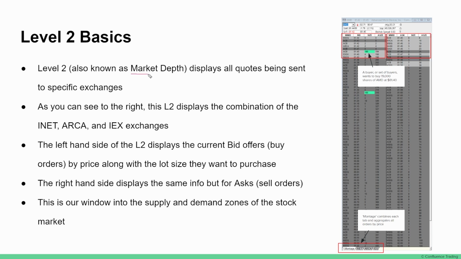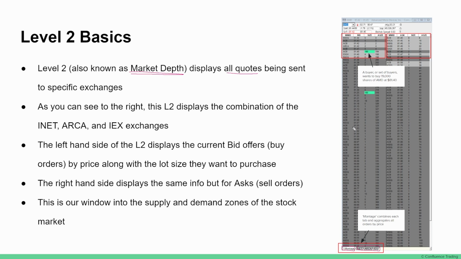Alright, so we're going to start out with some quick level 2 basics. Level 2, which is also referred to as market depth, displays all quotes being sent to specific exchanges. So if you look at my level 2 over here to the right, notice that down at the bottom I have 4 tabs. I have a tab for each exchange, INET, ARCA, and IEX, and then I have what's called a montage tab, and your platform might call this something else. Mine is Dash Trader Pro, so for whatever reason they refer to it as a montage.